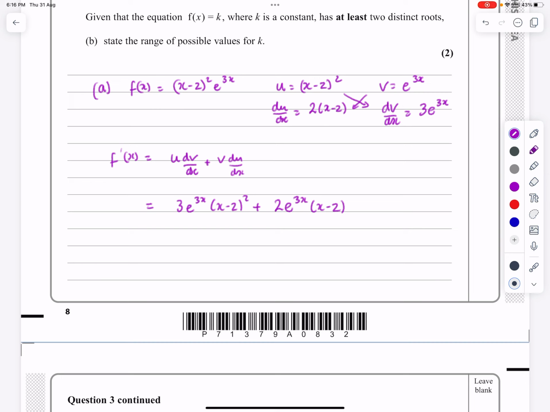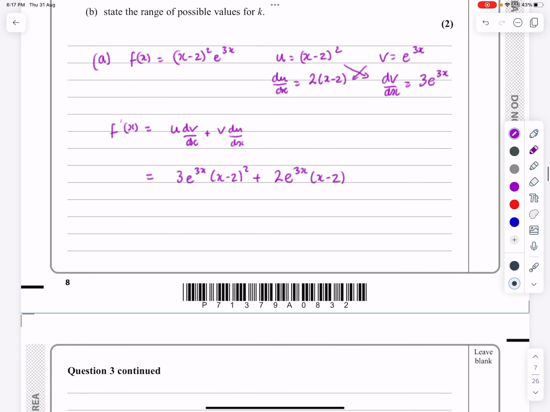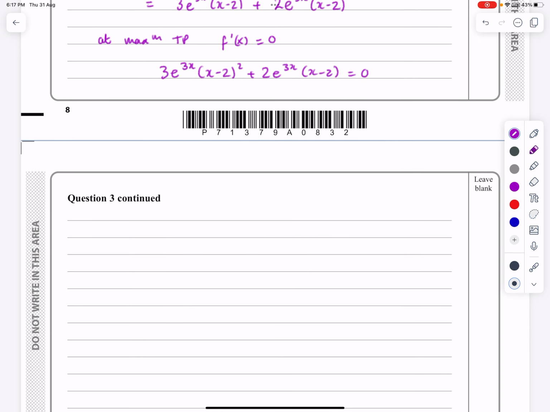Sometimes I'm just asked to find f dash x, but in this particular case, I'm trying to find the coordinates of A, and A is a maximum turning point. So I can say at a maximum turning point, f dash x is equal to 0. So that means I'm going to get 3e to the 3x, (x minus 2) squared, plus 2e to the 3x, (x minus 2) is equal to 0. Now, if you haven't done any of these before, then this looks quite difficult. If you have done some, you can see we normally have a fairly straightforward thing to do here.